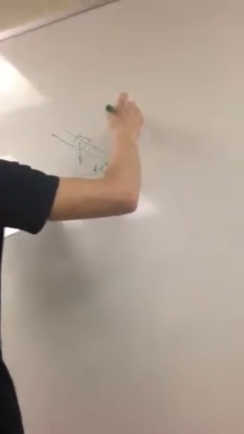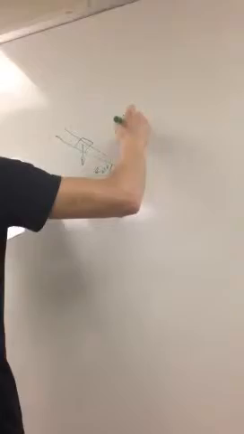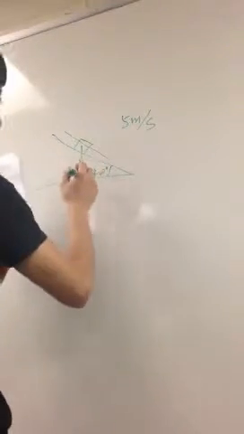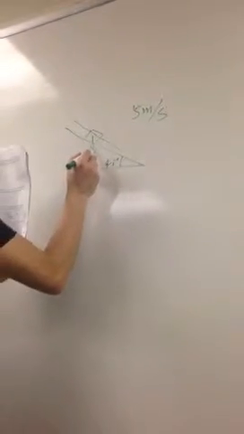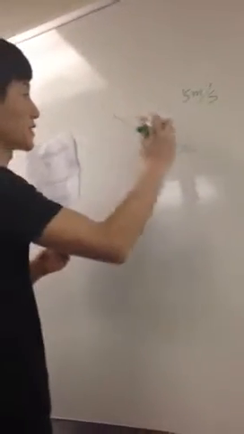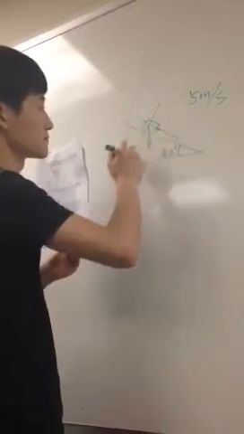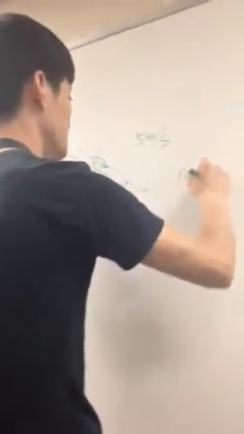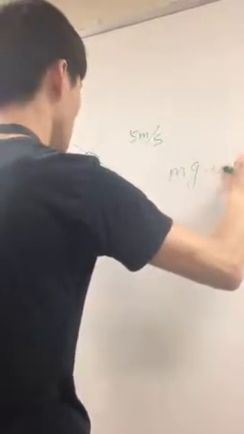And the speed is 5 meters per second. So the first thing you need to analyze is the component of gravity along this line, right? Along this line, which is mg times sine 40 degrees.